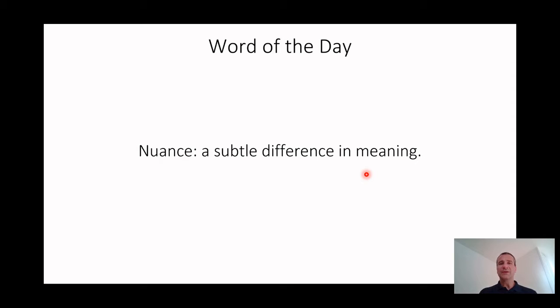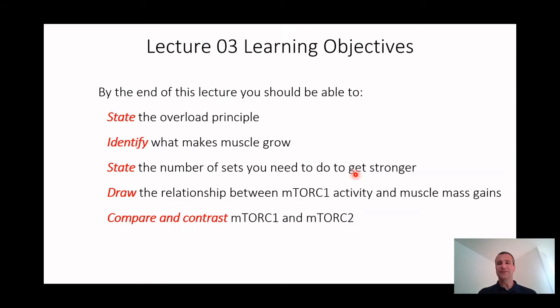But before we start, we're going to talk about our little word of the day today. Today, we're going to talk about this word nuance, and that's that there's a subtle difference in meaning or that there's not an absolute. So when we're going to talk about how important mTOR complex 1 is, we're going to make it seem like everything is all about mTOR complex 1. And the reality is that it's not everything. It's a significant part, but it's not everything. So we're going to talk about the nuance in this.